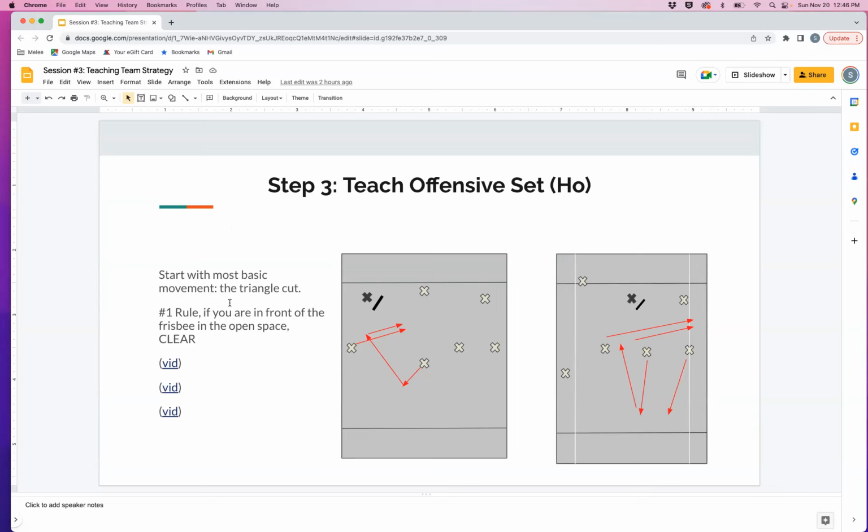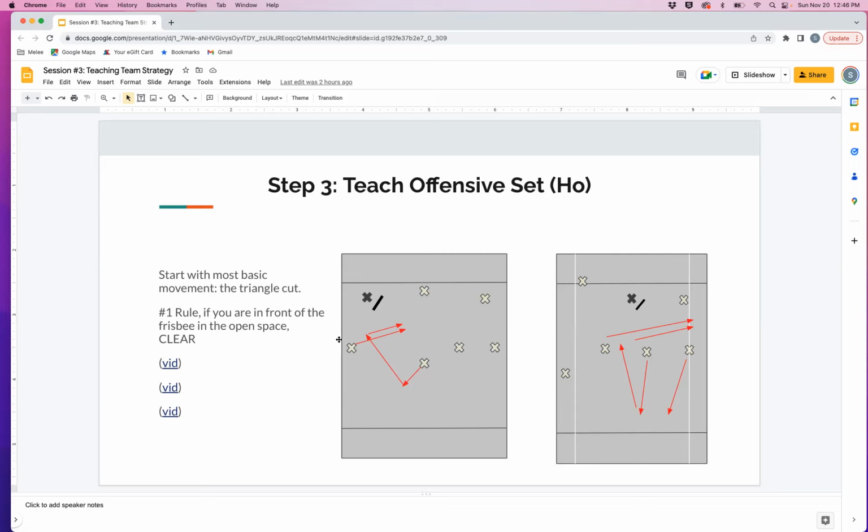And I'm not saying, oh, if you're on the open side, you have to cut to the break side and then go deep and then take your defender over here. You don't want to give them really long, complicated rules. You just want to say something like, if you're in front of the disc, clear. And that's easy to remember.